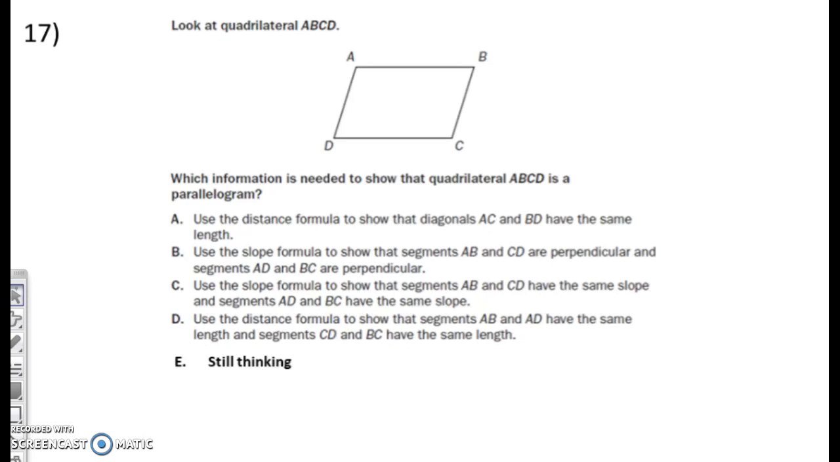We know in a parallelogram, the opposite sides are parallel, the opposite sides are congruent, and the diagonals bisect each other. So those are the things we know about a parallelogram. So let's look at our answer options.